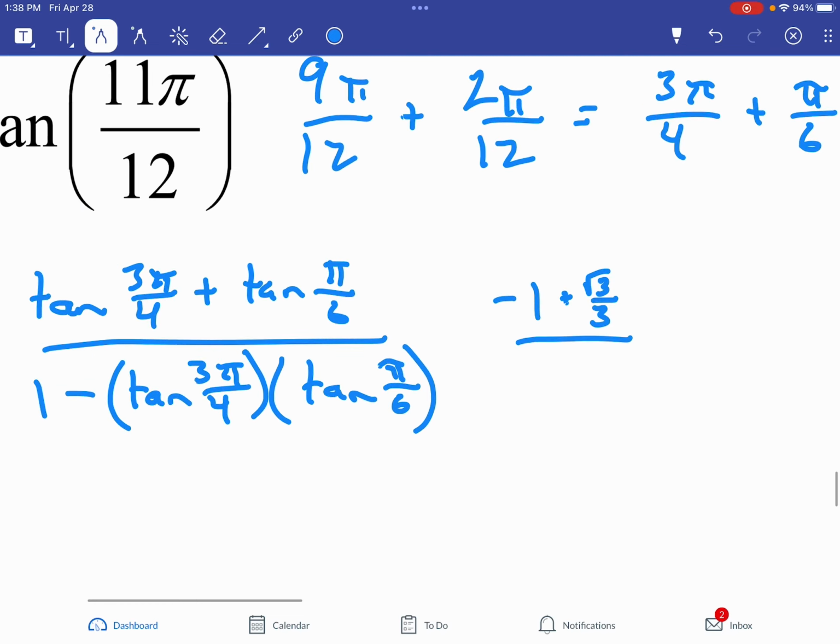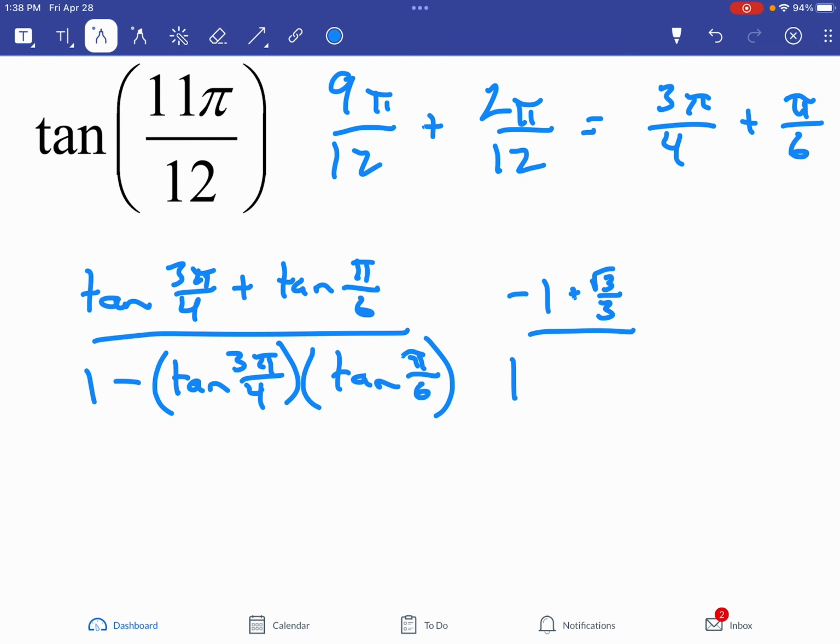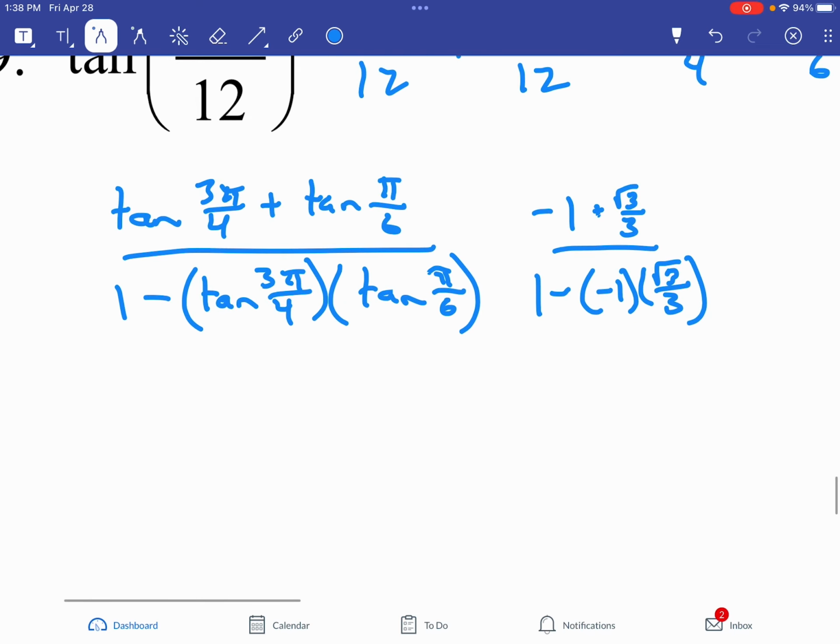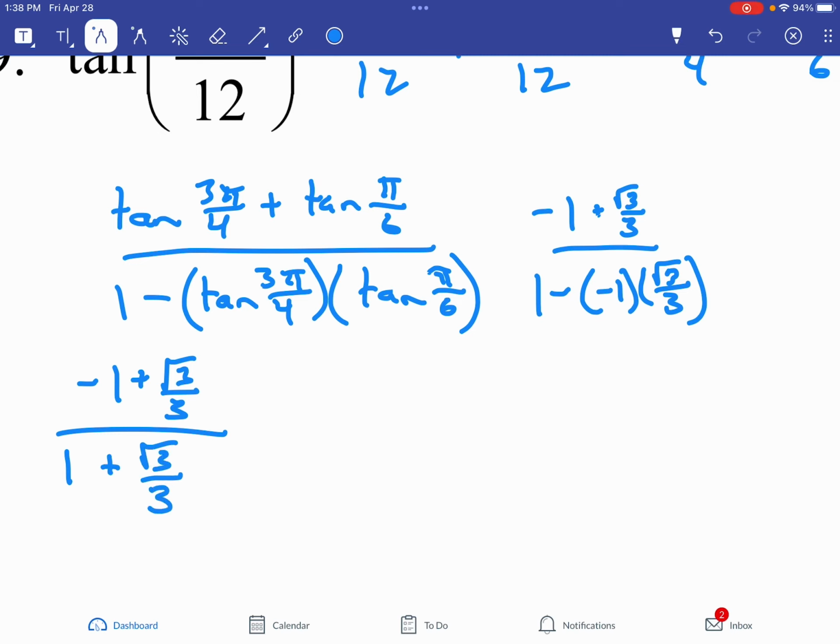On the bottom, we're going to have 1 minus negative 1 times root 3 over 3. Okay, now let's rewrite this with simpler parts. Negative 1 plus root 3 over 3, divided by 1. The two negatives become positive and get multiplied by root 3 over 3 to just give you this.